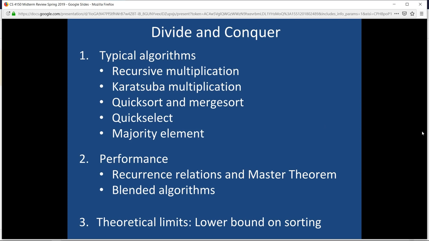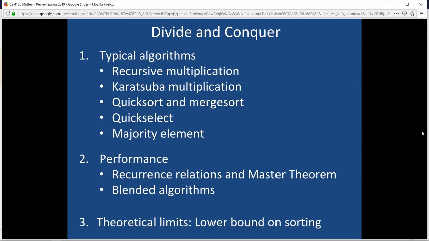Okay, now we talked about divide and conquer. Here are some of the examples we talked about: recursive multiplication, which was disappointingly just n squared, but then Karatsuba multiplication improved on that. Quicksort is divide and conquer, as is merge sort. Quickselect is based on quicksort, but solves a different problem. The majority vote algorithms we looked at were divide and conquer. Binary search is divide and conquer, and so were the other algorithms we looked at.